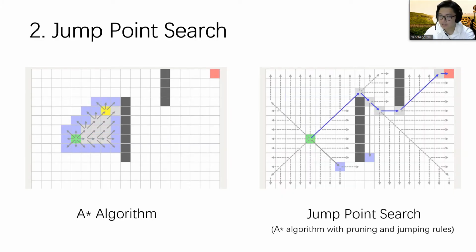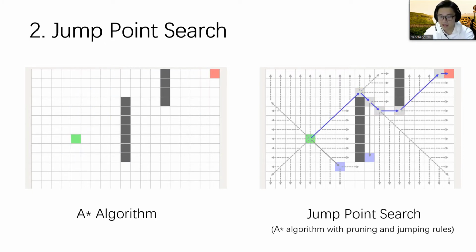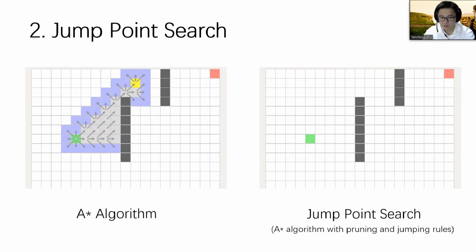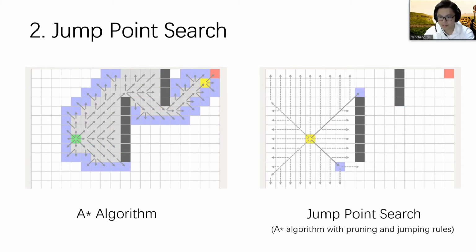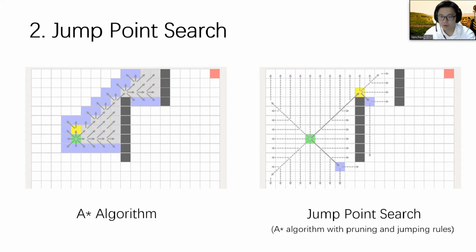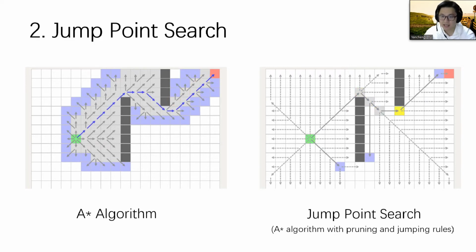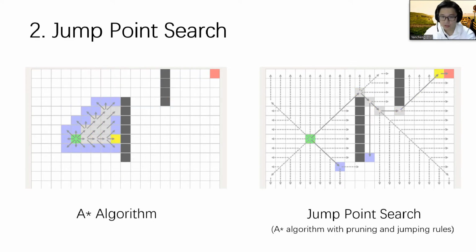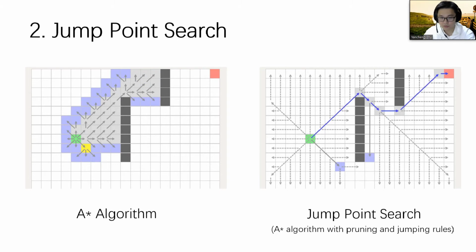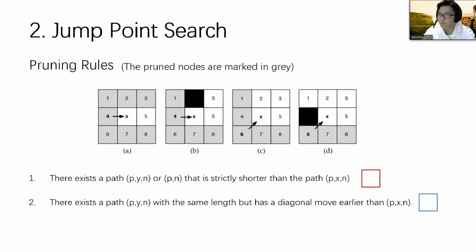So what is jump point search? This is an algorithm based on the A-star algorithm with 2 rules, pruning rules and jumping rules. We can see on the right-hand side in the example that the jump point search can scan the map very quickly, and it does not need to use too much memory to store the nodes.